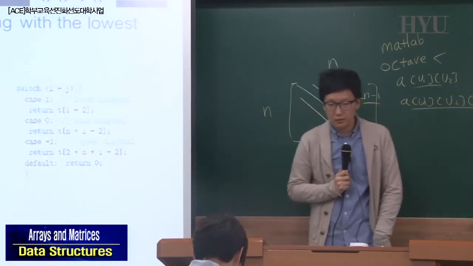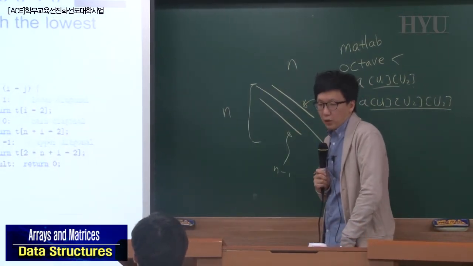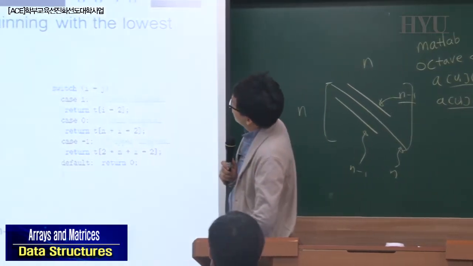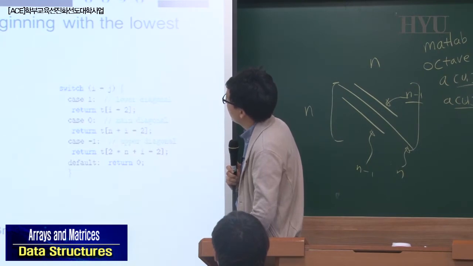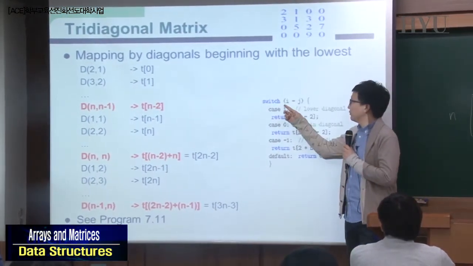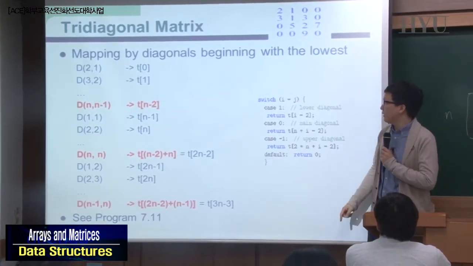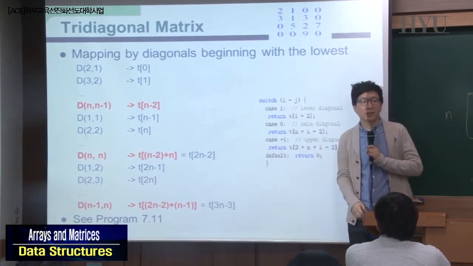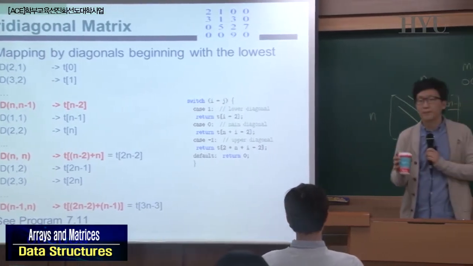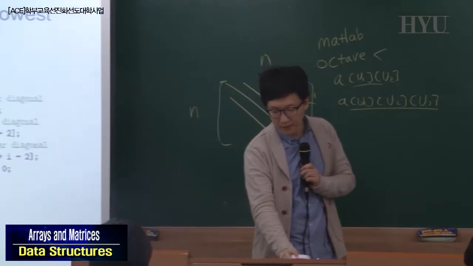Tridiagonal. Mapping by diagonals beginning with the lowest. This is just the one we simply looked at. Switch I minus j, case 1, case 0, case minus 1. What do you do if you do this? This is the diagonal mapping way we just saw. What is this? Switch I-J. What's this command for? It's fairly obvious when you look at it.